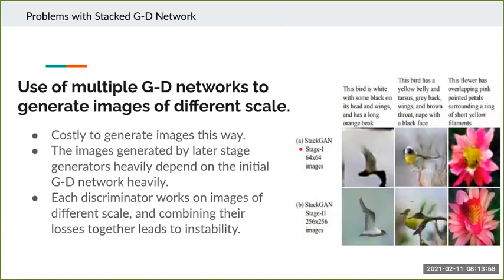So optimizing all the different discriminator losses by combining them together is something very trivial and would lead to instability, as we all know that GANs are infamous for being very unstable to train. So this is something that they have noticed as a problem as well. This is the first set of problems that they have discovered from the stacked generator discriminator network idea.